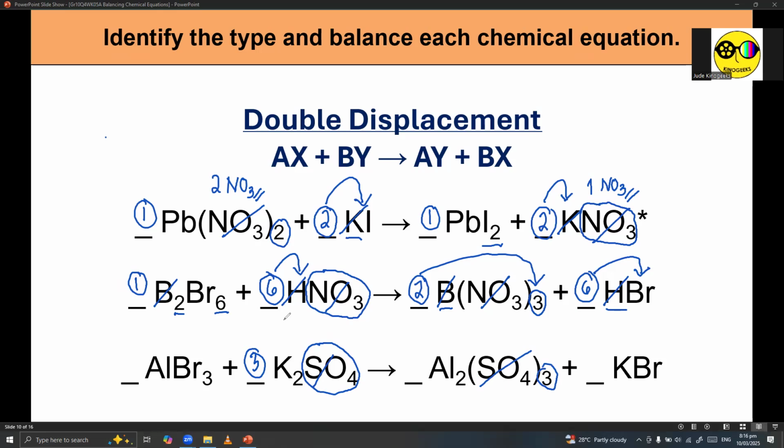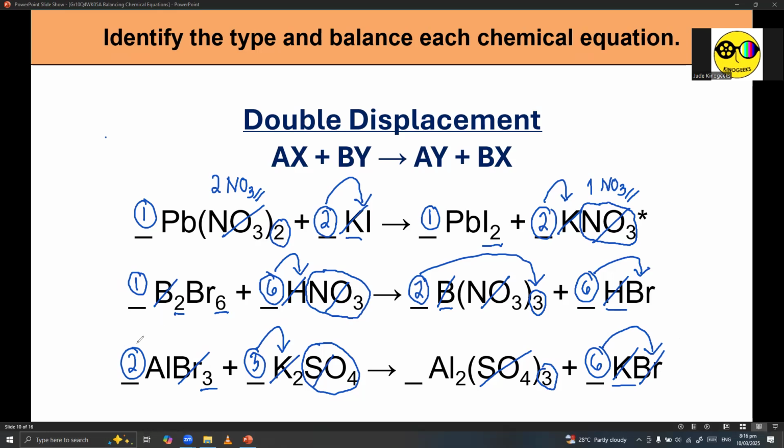Damay si K or si potassium. So you have 3 times 2, 6 K atoms on the left side, and you only have 1 on the right side. You have to multiply KBr by 6. Okay na si K, damay si Br. You have 6 times 1, 6 Br atoms on the right side. You only have 3 on the left side. So for 3 to become 6, you have to multiply AlBr3 by 2, balancing Br.